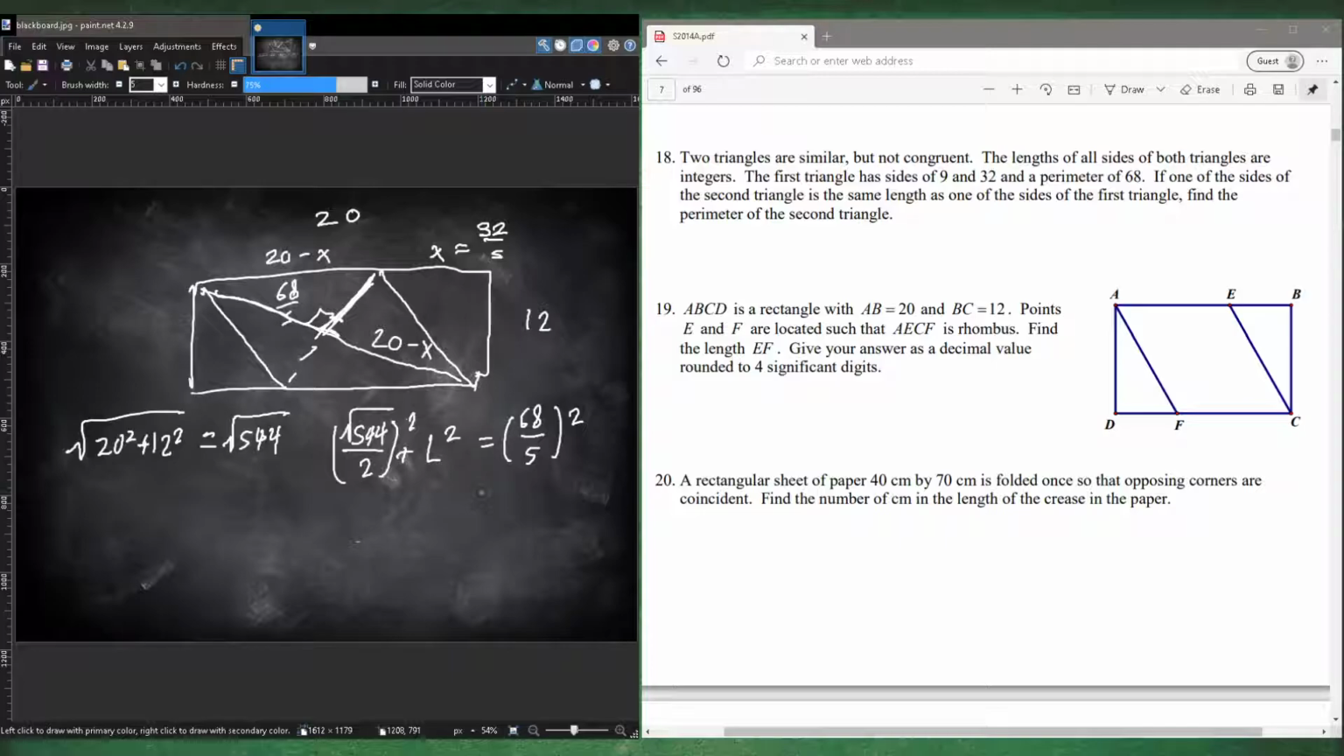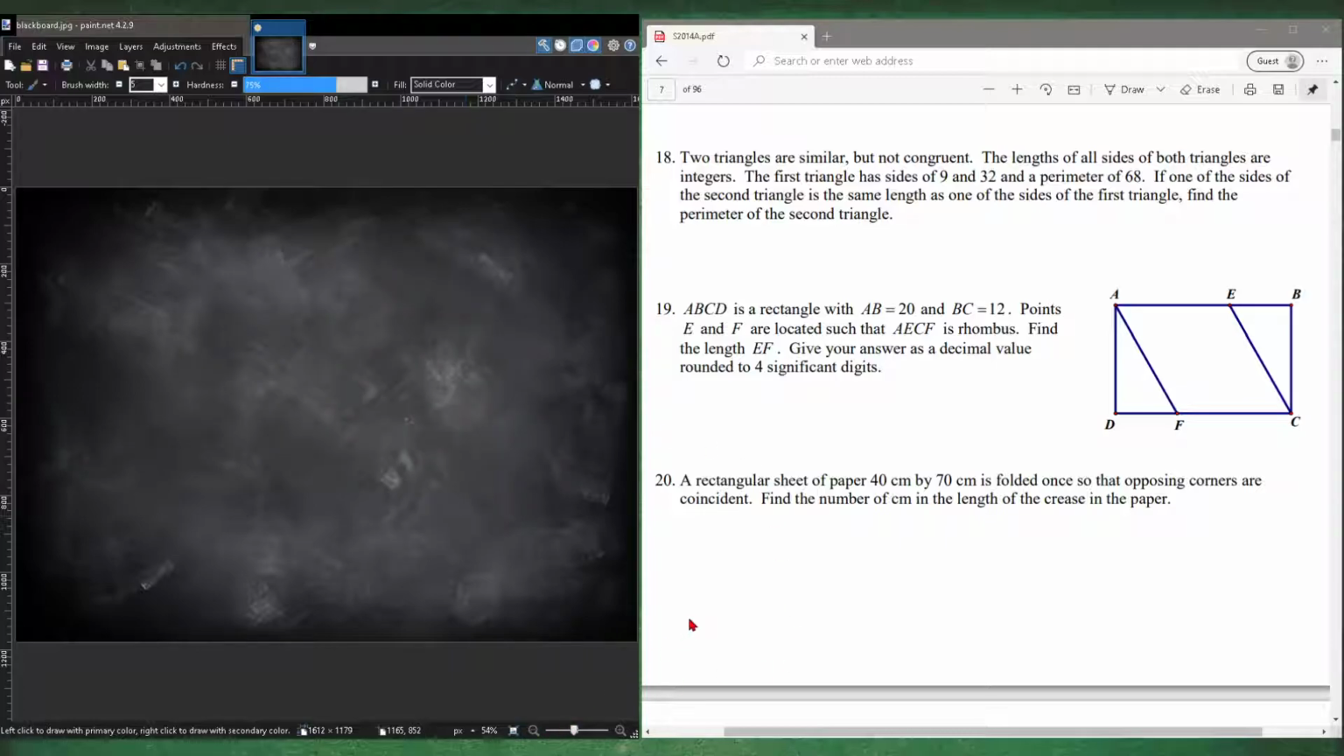So 68 divided by 5 squared minus square root 544 divided by 2 squared, and then take the square root of that number to get our length, and then multiply by 2 to get our entire length of this, which is going to be equal to 13.99 with 4 significant figures. And that's your answer.